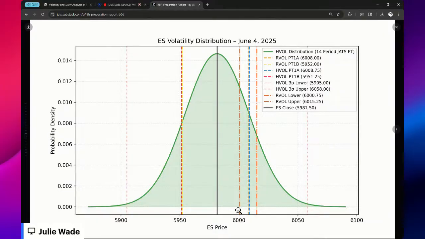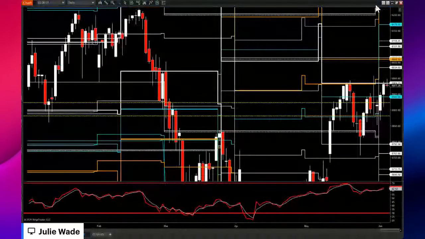And you can see that 5981 was the middle of this distribution, and we never got to 6,000. And 5951 was my support area right here. So we stayed right around this 5981 basically all day.